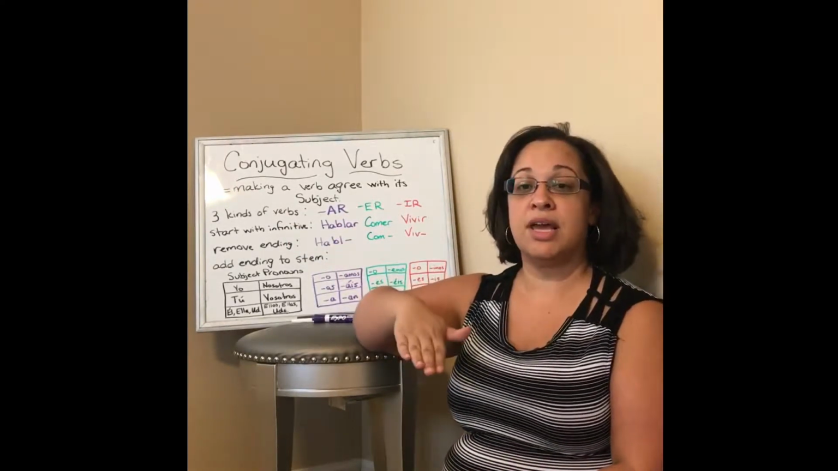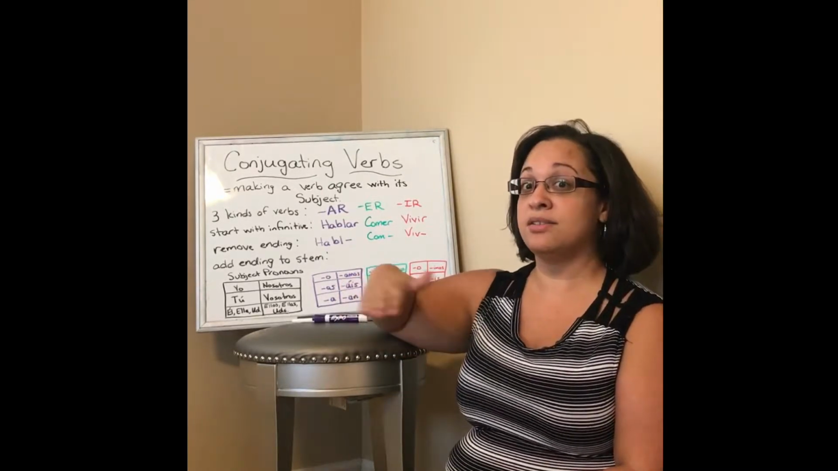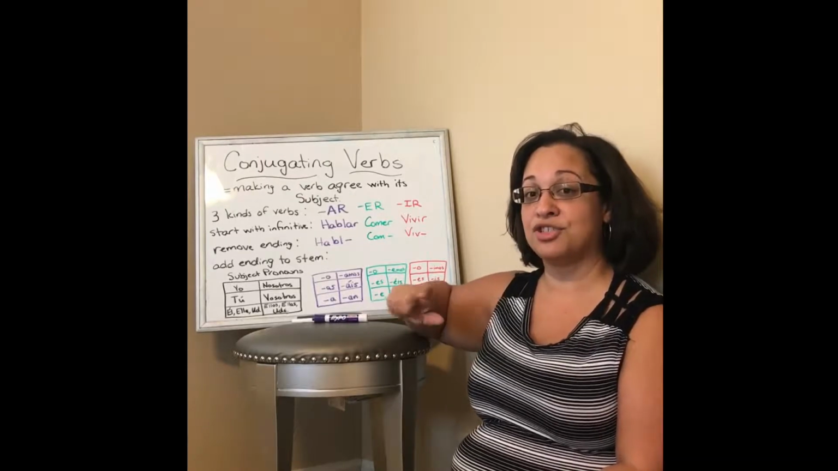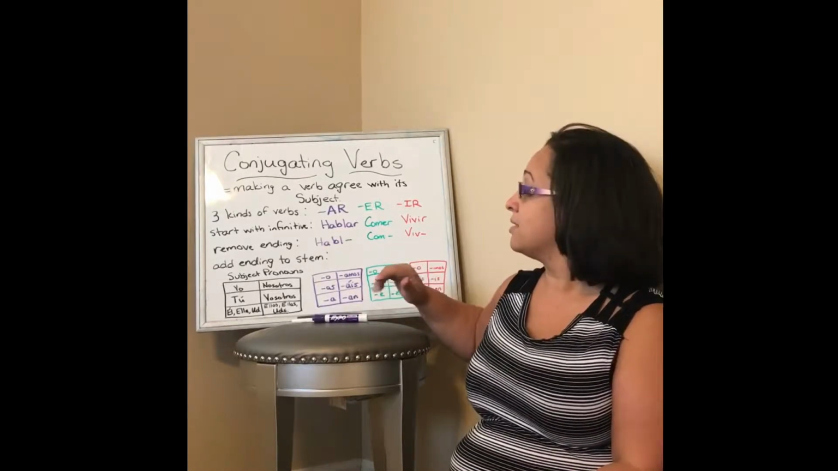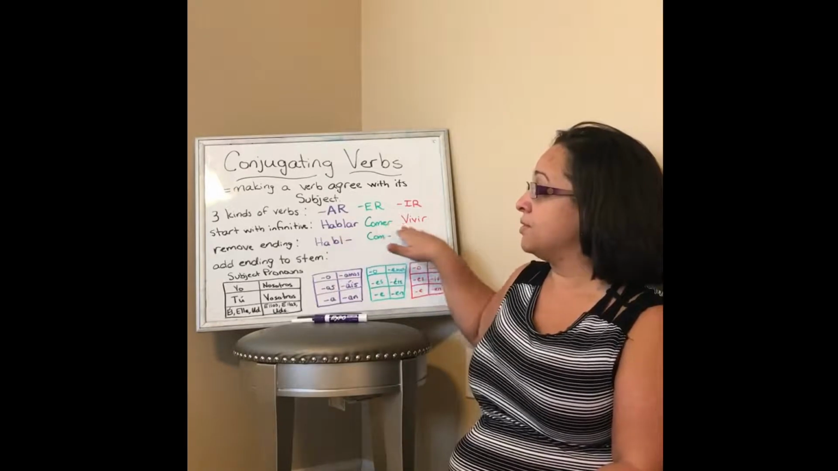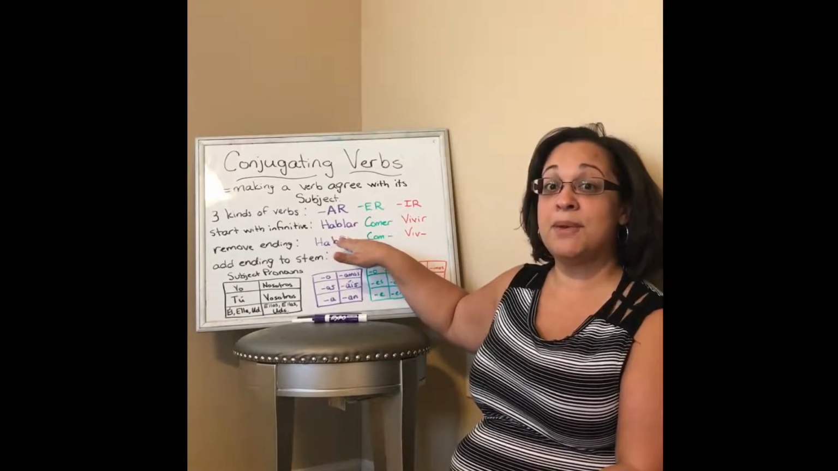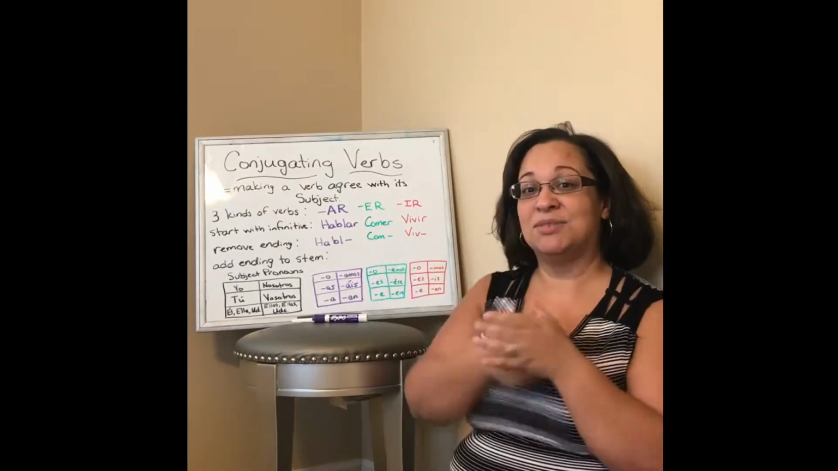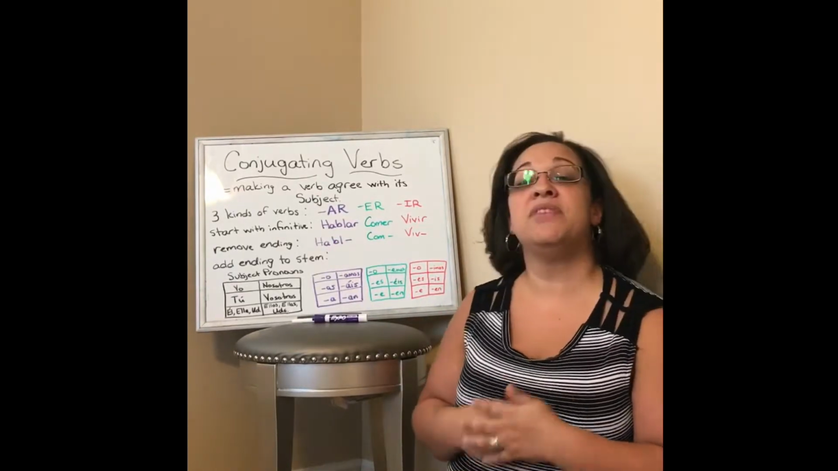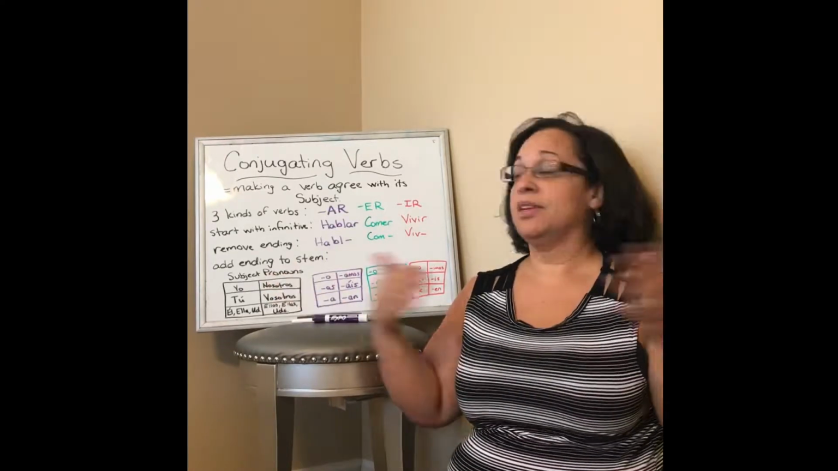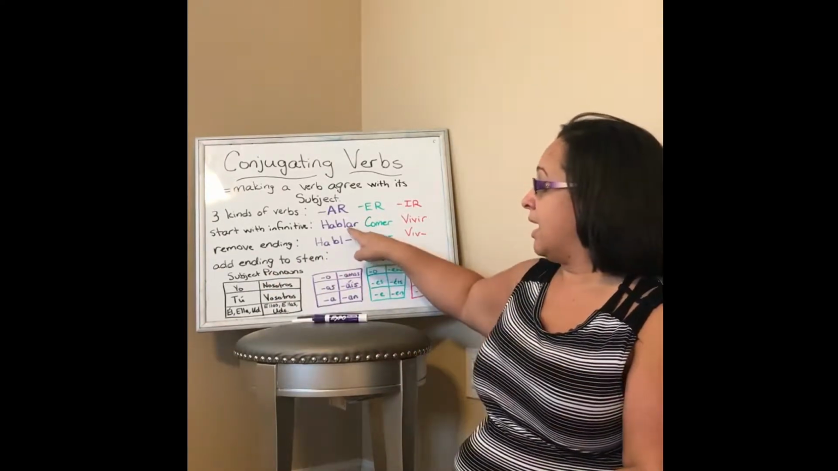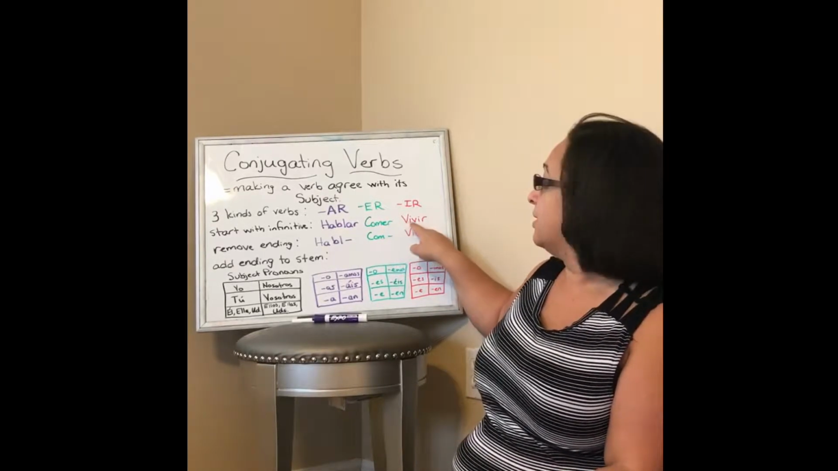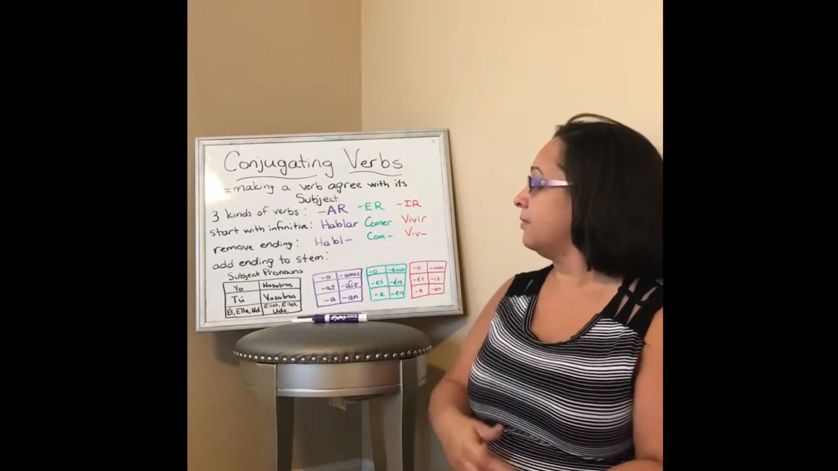So in order to conjugate, we're going to start with the infinitive, right? We're starting with that base word that has not been conjugated, not been modified or changed to agree with the subject. So here we have three examples. Hablar, which means to speak. Comer, which means to eat. And vivir means to live. So we have those three. Hablar ends in AR, comer ends in ER, and vivir ends in IR.